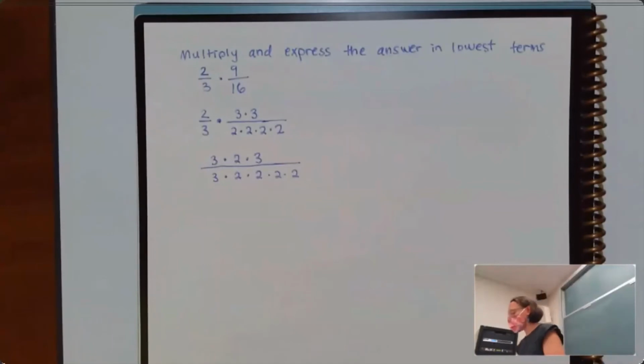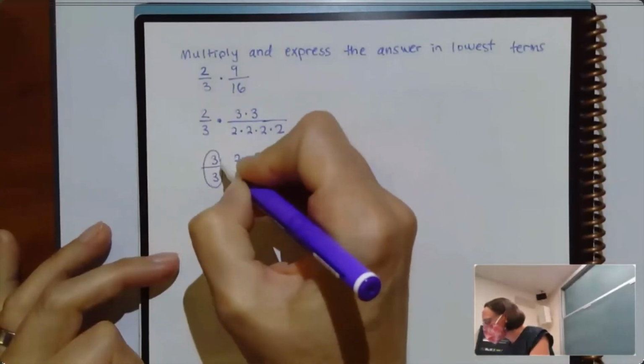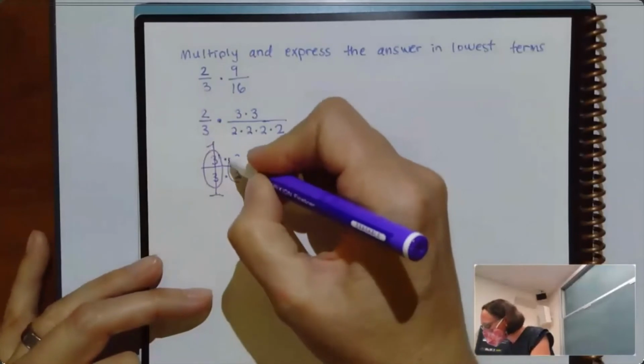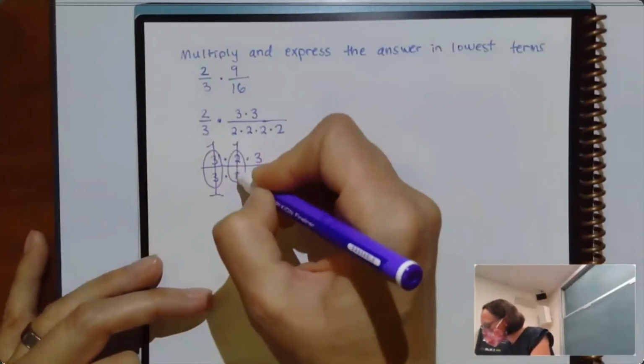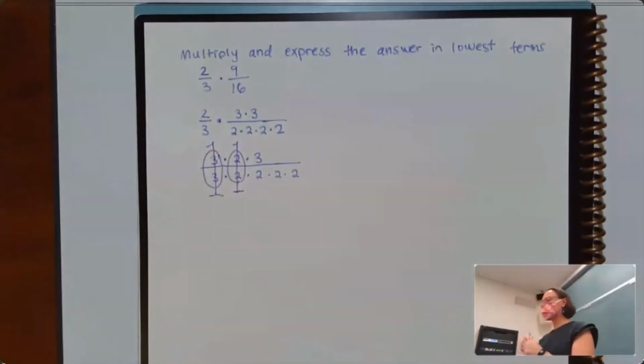What's happening here is that 3 divided by 3 is equal to 1. And 2 divided by 2 is equal to 1. And I have a tendency when I'm canceling terms or crossing something out from the top to the bottom, I write it in as a 1.